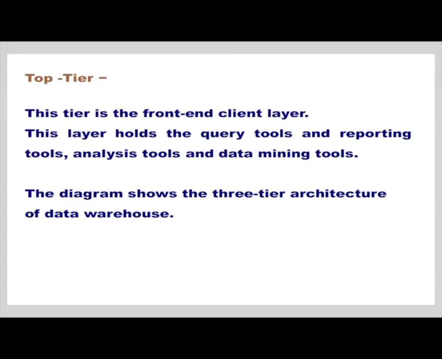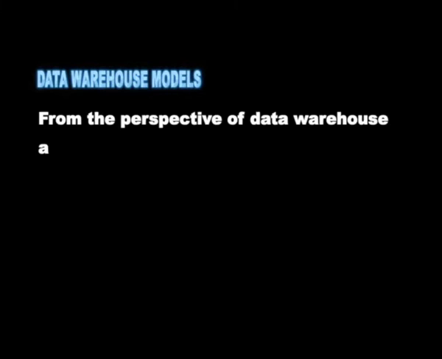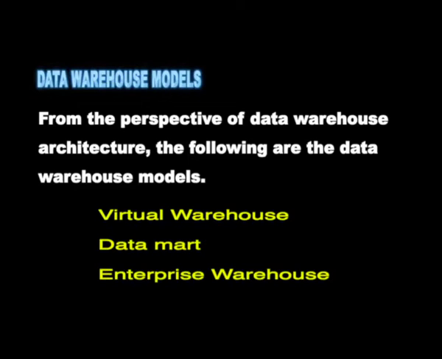Next, top tier. This tier is the front-end client layer. This layer holds the query tools, reporting tools, analysis tools and data mining tools. The diagram shows the 3-tier architecture of the data warehouse. Next, we can see about data warehouse models. From the perspective of data warehouse architecture, the following are the data warehouse models. Number 1, virtual warehouse. Number 2, data mart and number 3, enterprise warehouse.